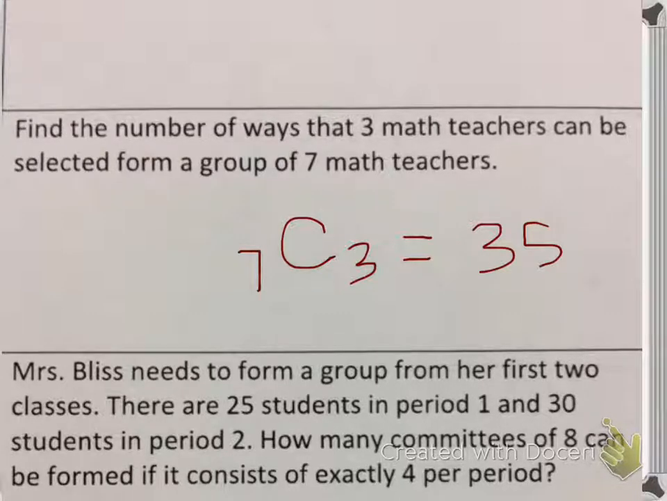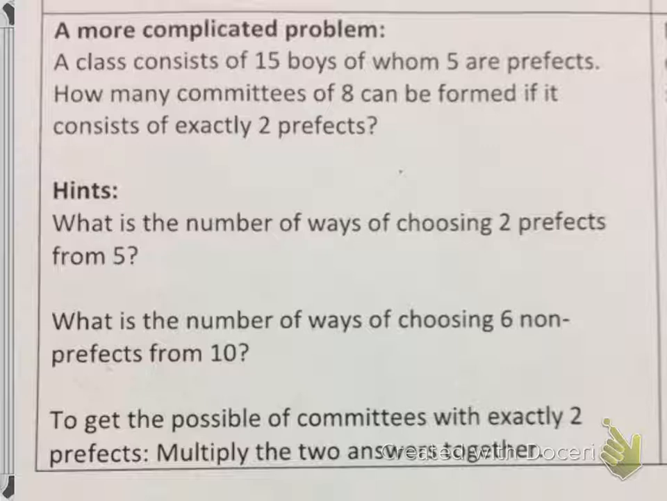Okay, a couple more problems. These ones are what we would call complex combinations because we have to do 2 groups of something in one group. So it says a class consists of 15 boys of whom 5 are prefects. How many committees of 8 can be formed if it consists of exactly 2 prefects?